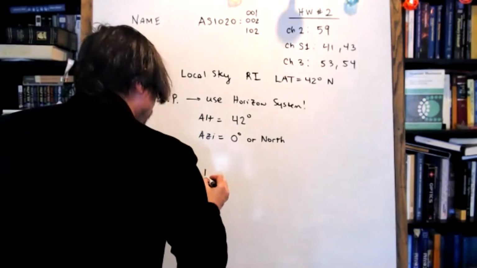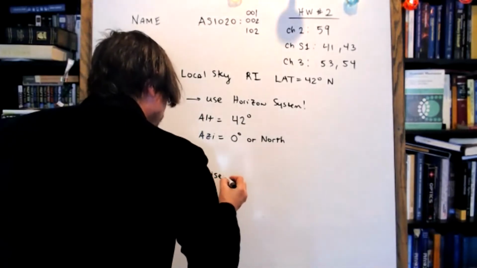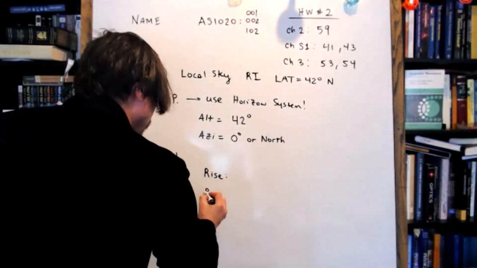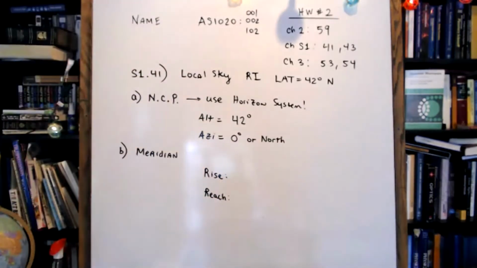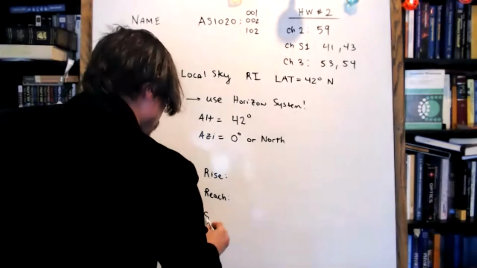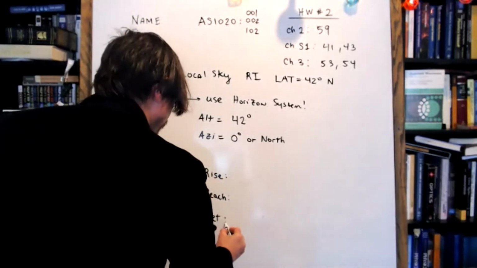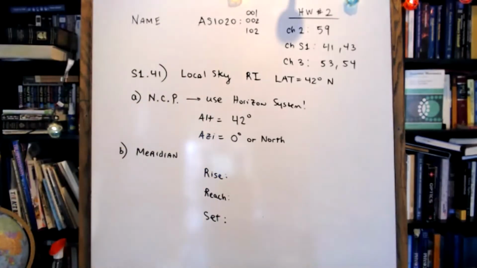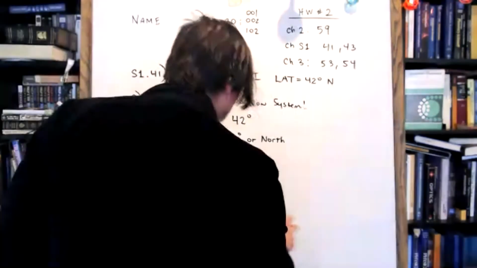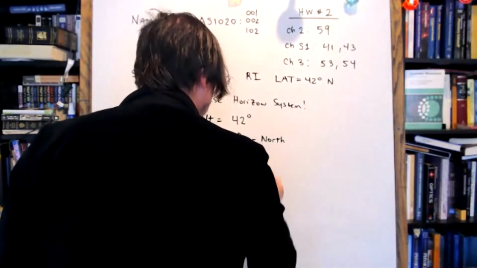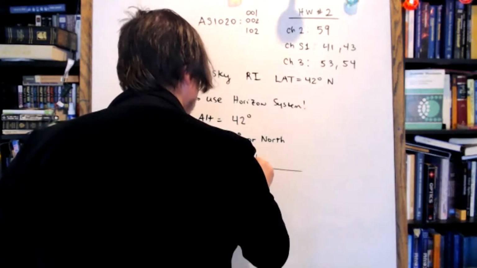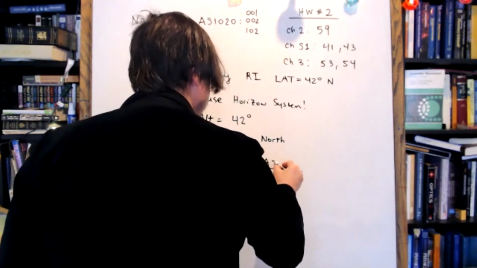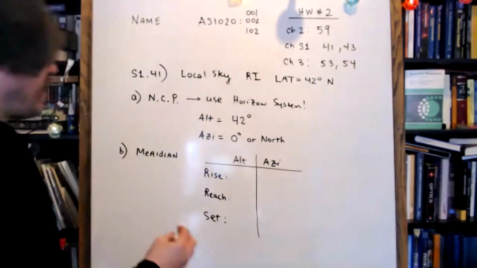So let's set this up. We're going to have a rise point. We're going to have a reach point. And we're going to have a setting point. And for each point, we're going to be obligated to give the altitude and the azimuth. So that's kind of a lot.